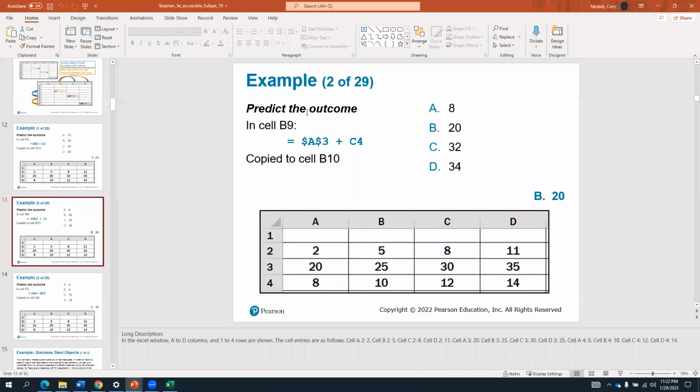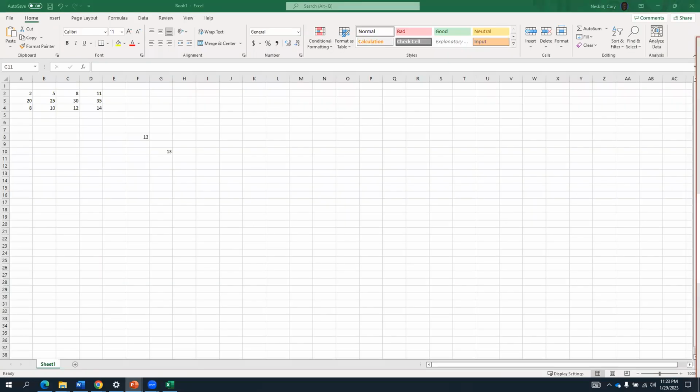It says, in cell B9, A, copy this formula, and then copy to cell B10. And then the answer will be, I know this is super easy.